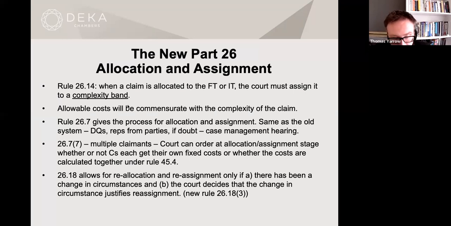So that's 26.77. 26.18, reallocation or reassignment. Well, it's always been possible to reallocate. This clarifies it's also possible to reassign, but there needs to have been some kind of change in circumstances, and it needs to justify reassignment. It's going to be cases of the overriding objective, proportionality, etc. The usual arguments. Oh, this has suddenly got more complicated than we thought it was at the start. We need this to be either reallocated to a different track or reassigned to a different complexity band, etc. And that is open by 26.18, but it requires justification.